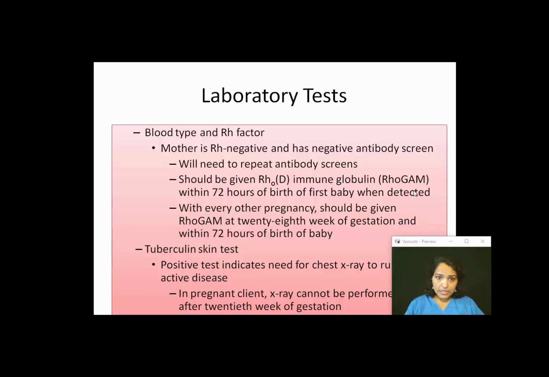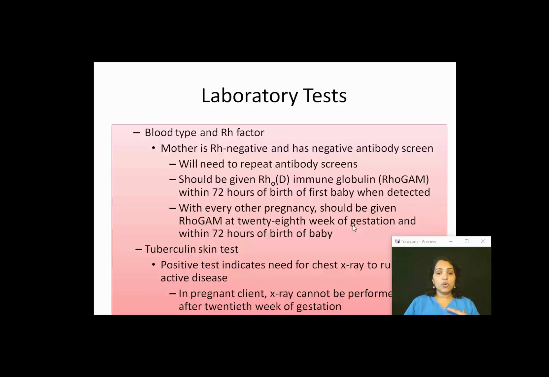Within 72 hours of birth of the first baby, if the baby is positive, and if the mother is negative, the Rh negative mother will receive RhoGAM. With every other pregnancy, the RhoGAM will be given at 28th week of gestation. Like, I had my first baby, I had the RhoGAM within 72 hours, then it was okay. When I got pregnant the second time, at the 28th week, I got another RhoGAM injection. At that time, I don't even know if the baby is positive or negative. We don't know that yet.